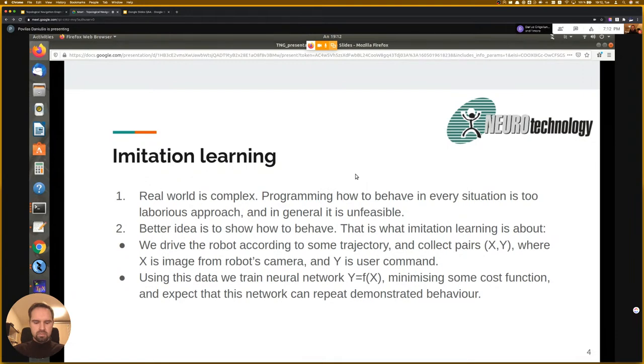Let's assume that we have a robot, and we manually drive that robot according to some trajectory. At every moment of time, we collect pairs (X, I), where X is the robot perception, or an image from the robot camera, and I is the motion command the human demonstrator has given to the robot, for example.